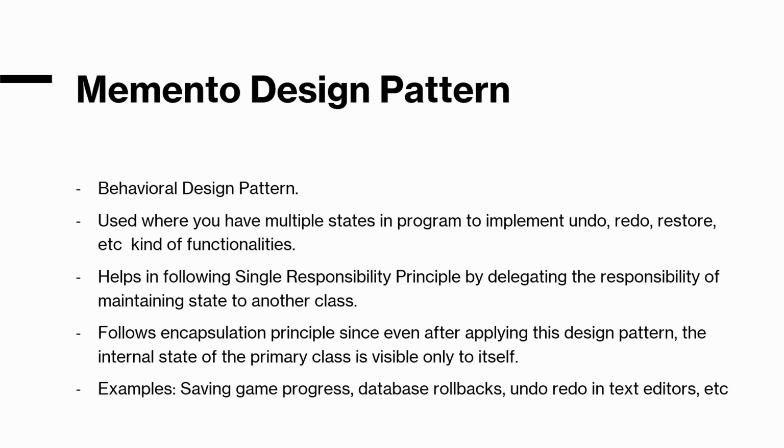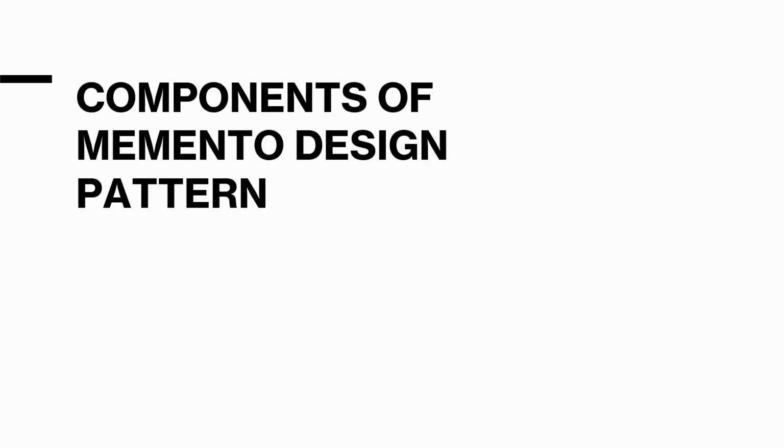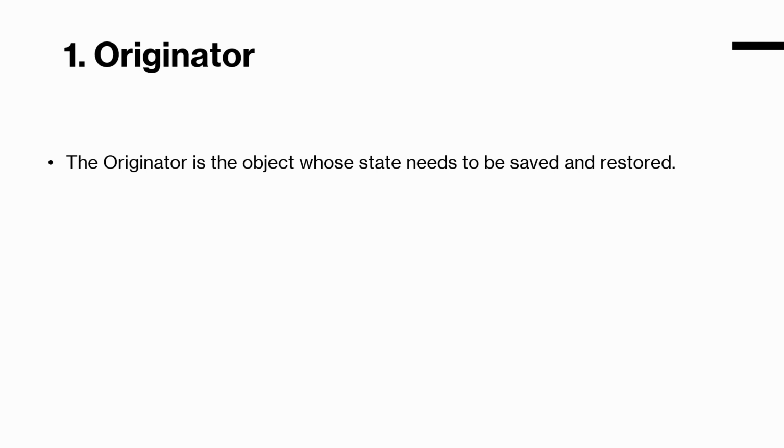Now, some of the examples of this design pattern are saving in progress, database rollbacks, undo, redo kind of functionalities in the text editor, etc. Now coming to the components of the Memento design pattern. The first component is called the originator. So it is the object whose state needs to be saved and restored.